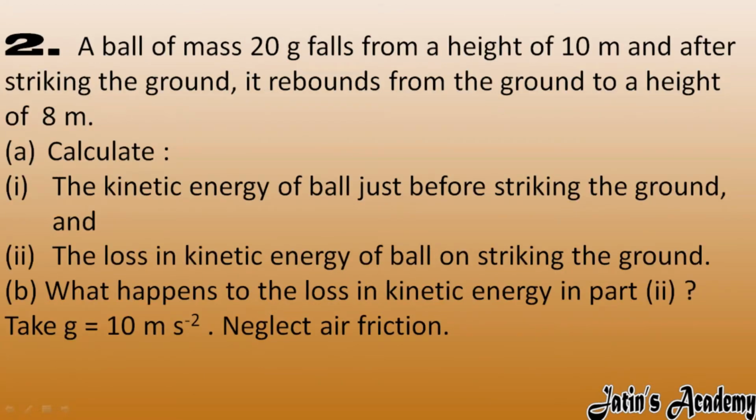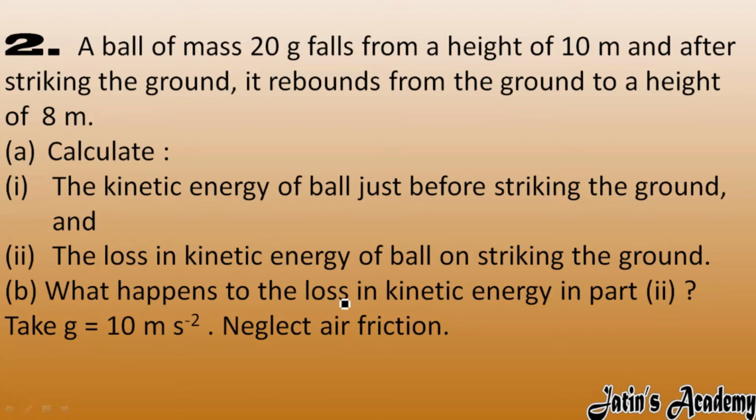Next question we have, a ball of mass 20 gram falls from a height of 10 meter and after striking the ground it rebounds from the ground to a height of 8 meter. We have to calculate the kinetic energy of ball just before striking the ground. Next we have to calculate loss in kinetic energy of ball on striking the ground. And what happened to the loss in kinetic energy in second part? Take g value as 10 meter per second square and neglect the air friction.